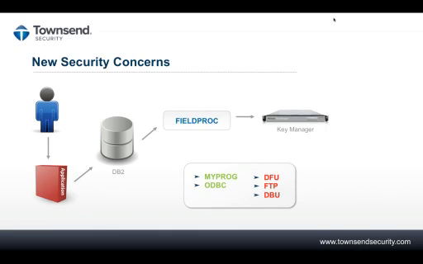So I've been hinting that there are some additional new security concerns around FIELDPROC, and a lot of that has to do with the automatic nature of how FIELDPROC operates. When you've implemented FIELDPROC, you've made a positive step forward in protecting data. That data is now encrypted on disk, and it's now encrypted on your backups. And so you have improved your security stance by implementing FIELDPROC.